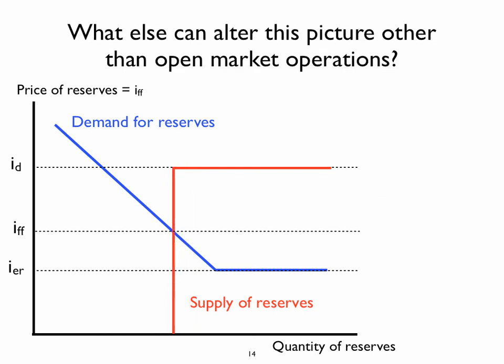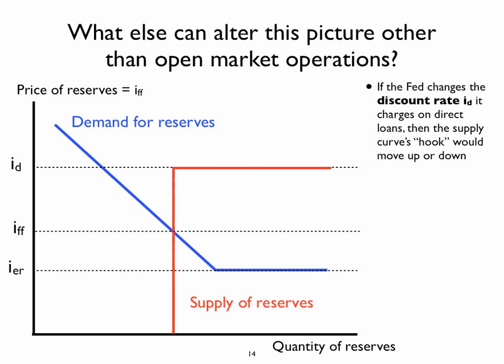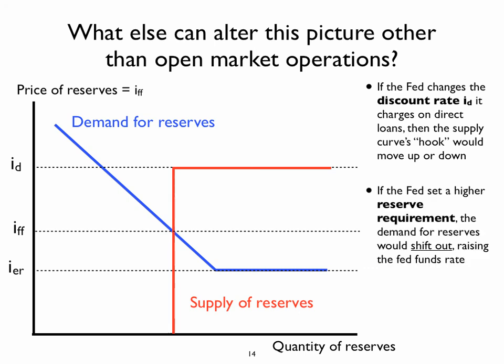Well, what else can alter this basic picture other than open market operations? It's true that the Fed can change the discount rate, and if it did that, what we would see is a raising or more likely a lowering of this hook here that's in the upper part of the scissors. So that's another tool that could be used. It often doesn't get moved independently, although sometimes we've seen it in historical periods. The Fed could set a higher reserve requirement. It typically doesn't, but that could, in theory, happen.